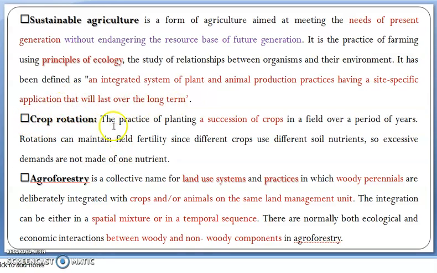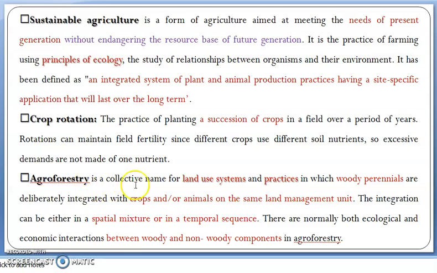Crop rotation is the practice of planting a succession of crops in a field over a period of years. Rotation can maintain field fertility since different crops have different requirements. Different crops use different soil nutrients, soil moisture and other growth-related factors. So excessive demands are not made on one nutrient, and as the requirement of water is different, they take up water from different layers. That's why crop rotation is needed to make a balance in the soil.